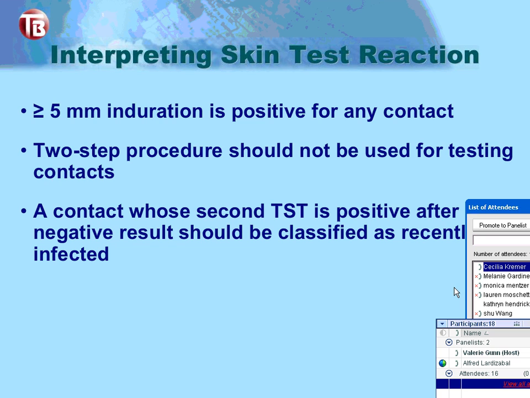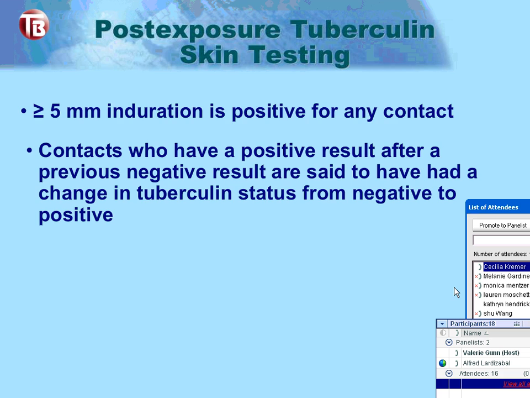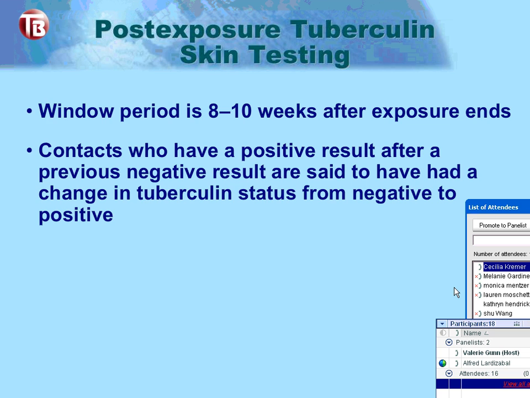Going back to the skin test, an induration of 5 millimeters or more is defined as positive for any contact. Because a contact investigation seeks to define a recent infection, a two-step skin test should not be used for testing contacts in a contact investigation. A contact whose second skin test is positive after initial negative results is therefore classified as recently infected and therefore should be evaluated accordingly. Now, the second skin test is done after a window period of about 8 to 10 weeks after exposure to the index case occurs.